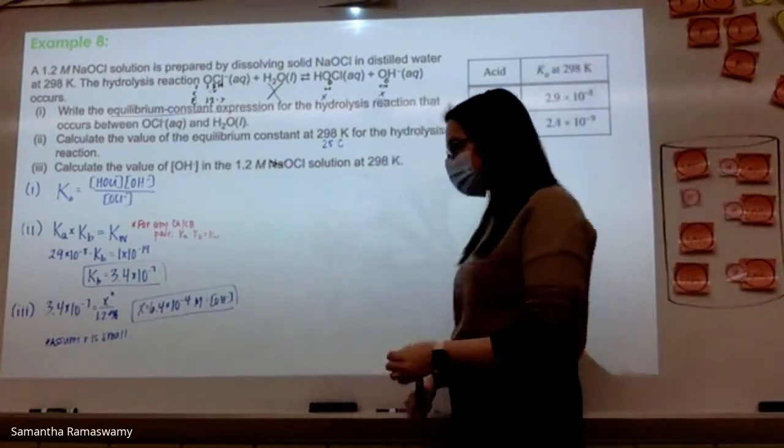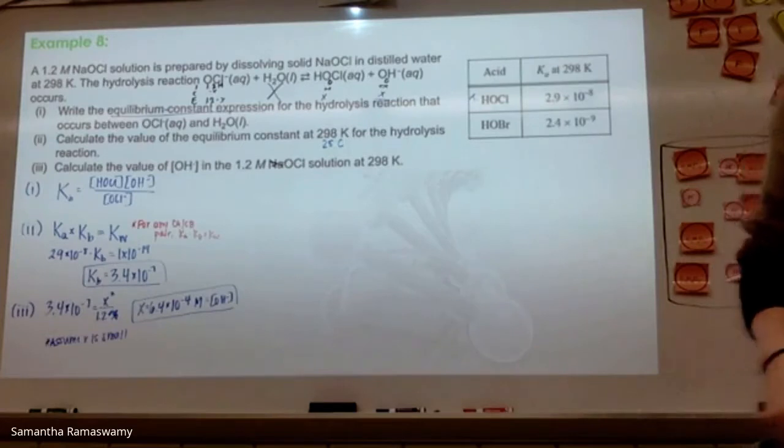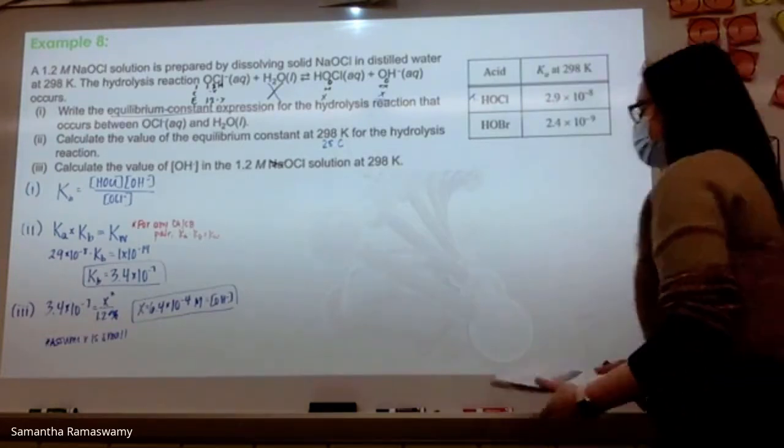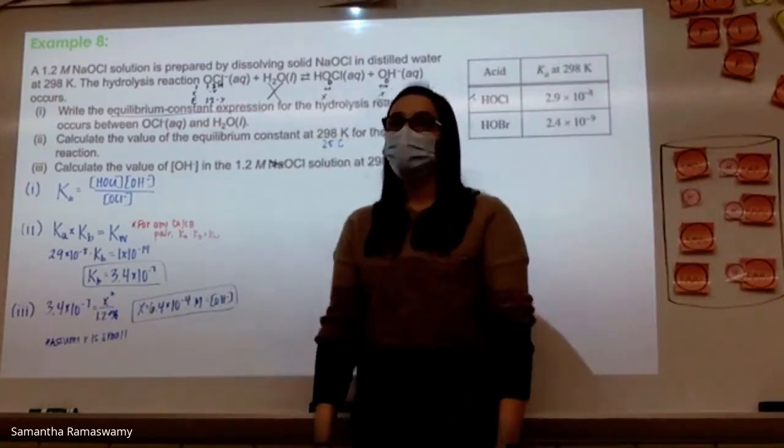Now, I do want to just tell you, what if you get to part 2 and you don't know what K is, and you realize that for part 3, you need a value of K? You can make up a number. You could use Ka.